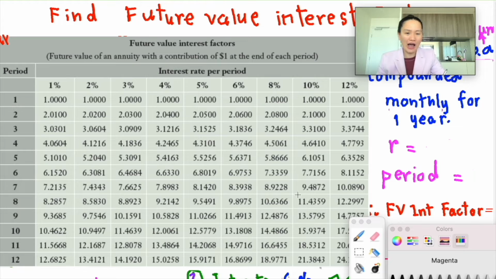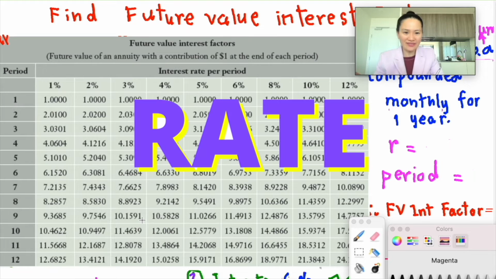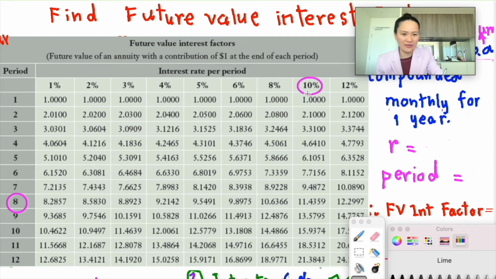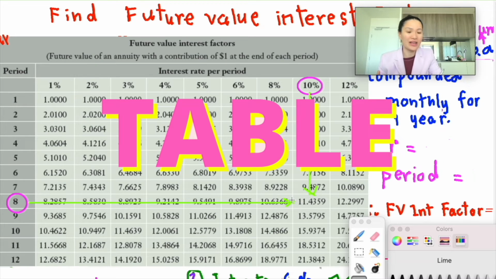We find first that it's 10%. Okay, 10% is here. Let me circle here 10%, and the period is 8. That's it. So our answer is here. 10% until 8, and the period is 8. Yeah, this is how you find it from the table. Does that make sense?